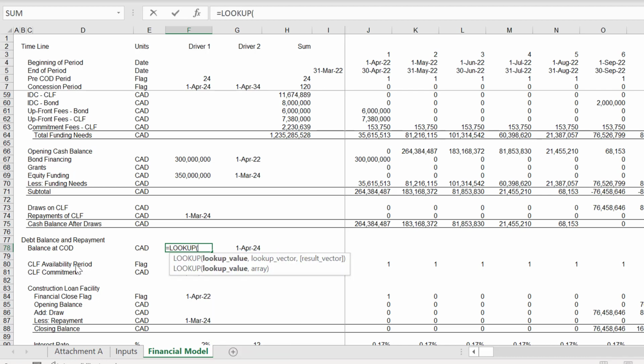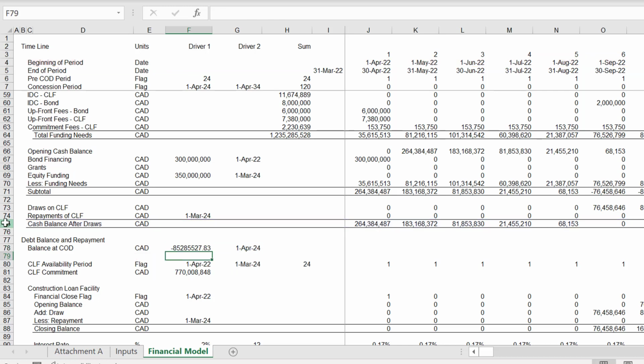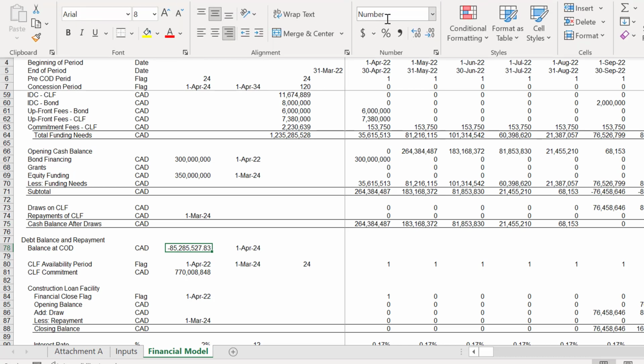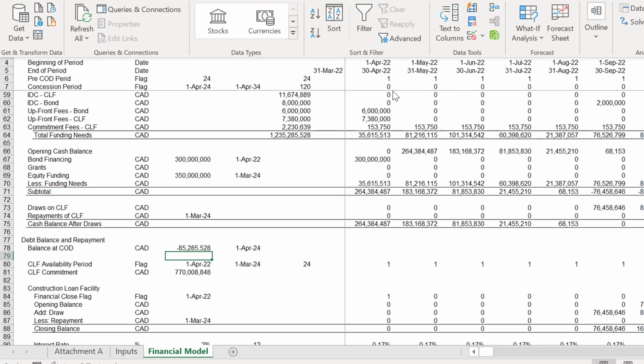We put a lookup, and we click on the beginning of the period, and then we put this balance after the draws. Now, I've got to repeat myself: if you think you're going to fail an interview unless you get all of this, that's really not correct. What we could do is let's make a goal seek and do a little bit of what-if analysis.